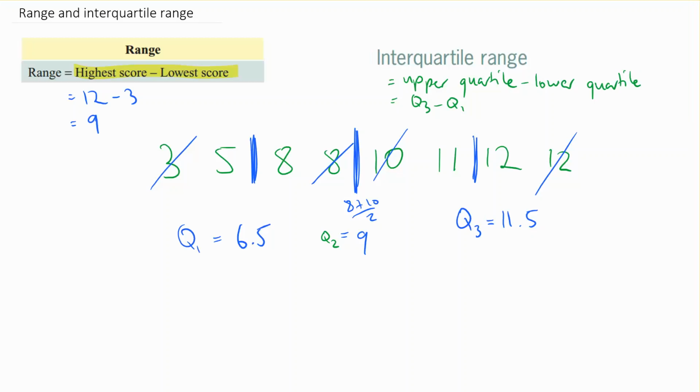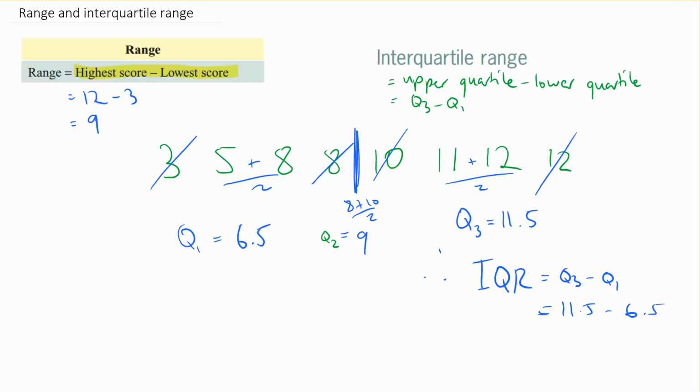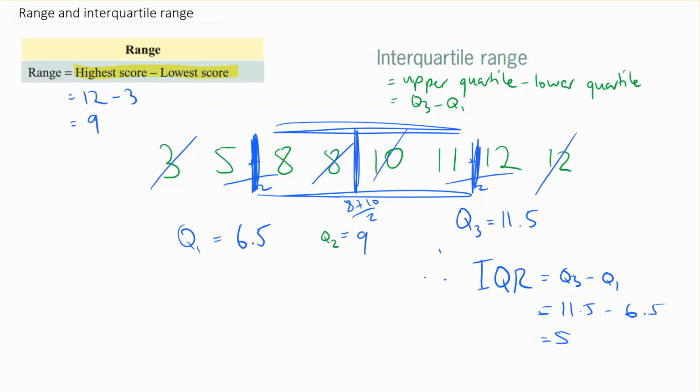So Q1 was 5 plus 8 divided by 2. Q3 was 11 plus 12 divided by 2. Therefore, the IQR, which is interquartile range, equals Q3 minus Q1. This equals 11.5 minus 6.5, which equals 5. So you can see there, we're actually finding the range, I'm just going to put these lines back here, of this middle 50%.